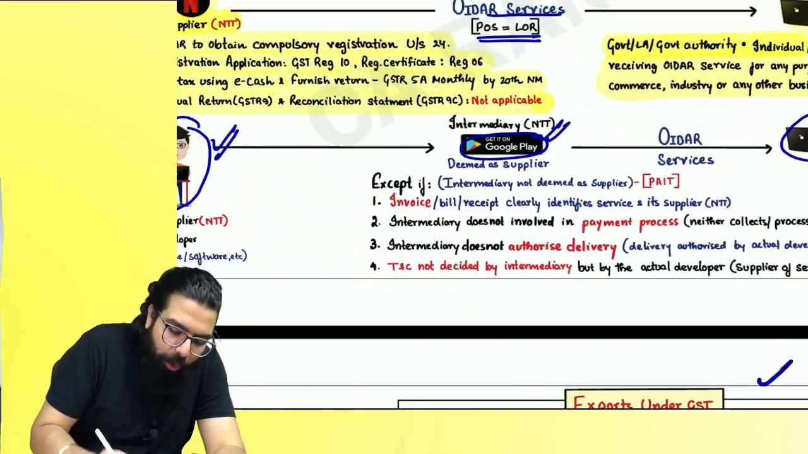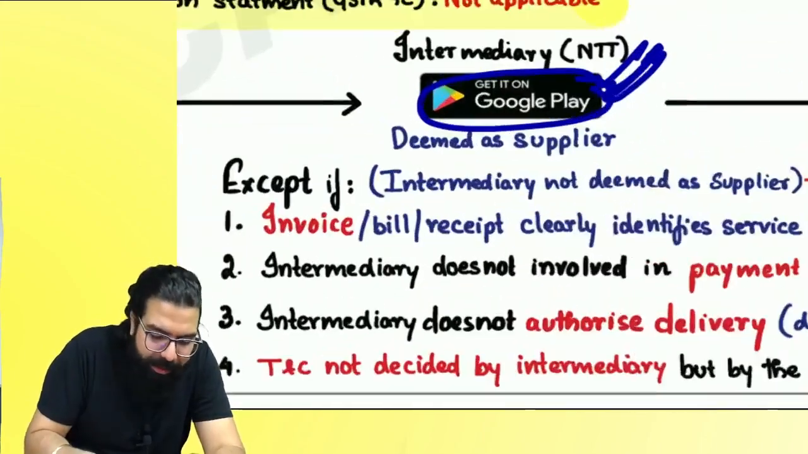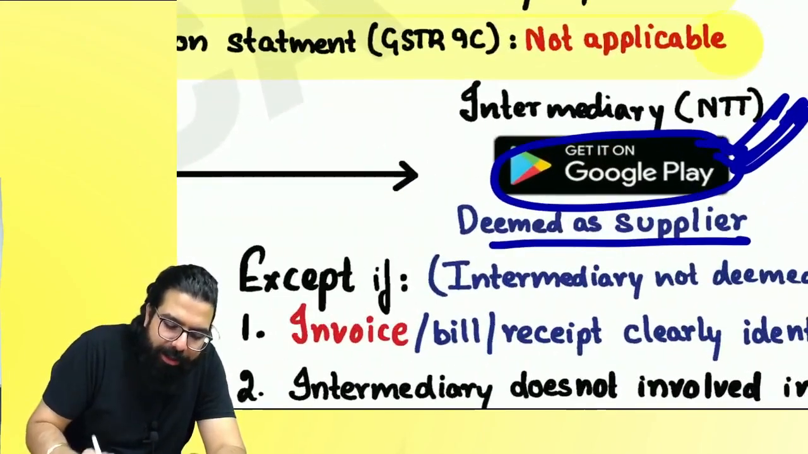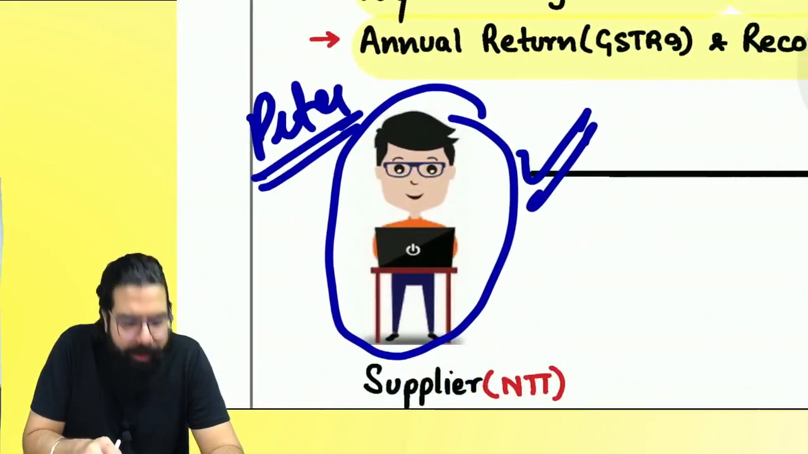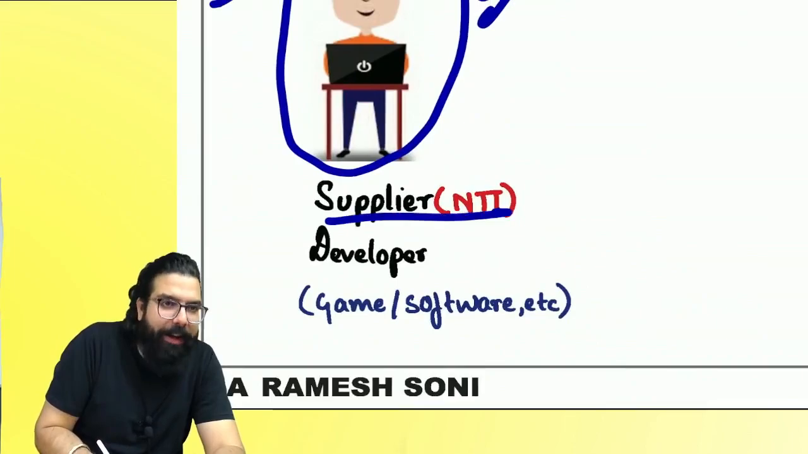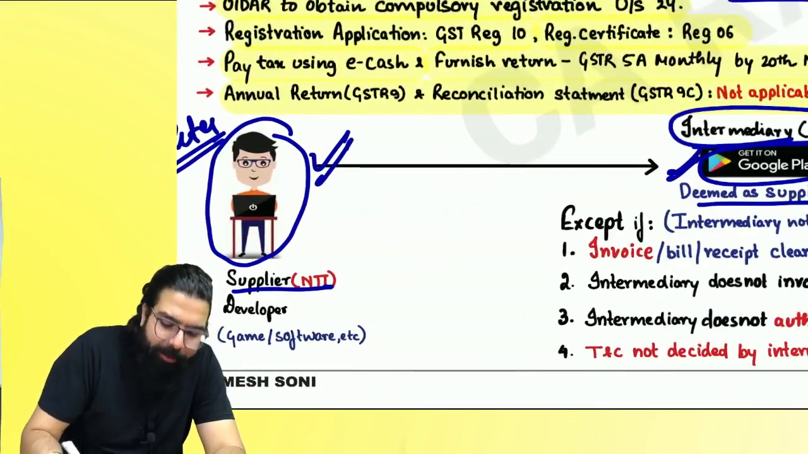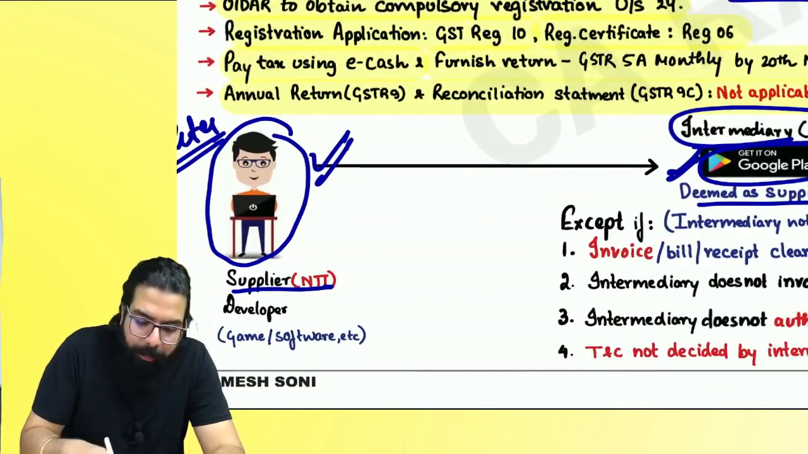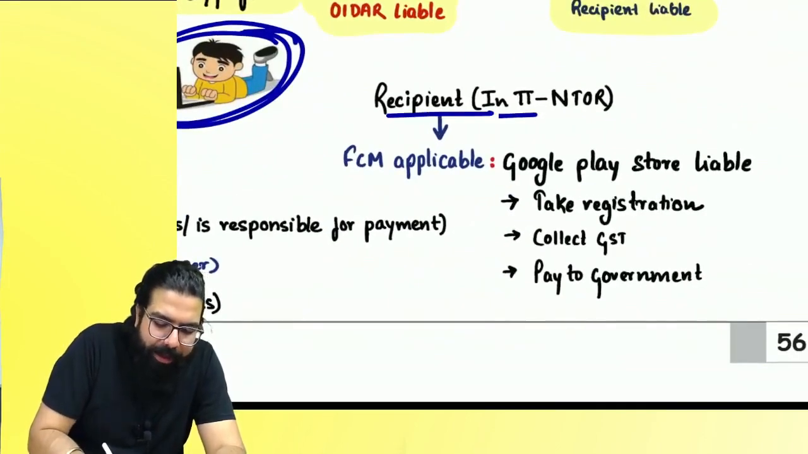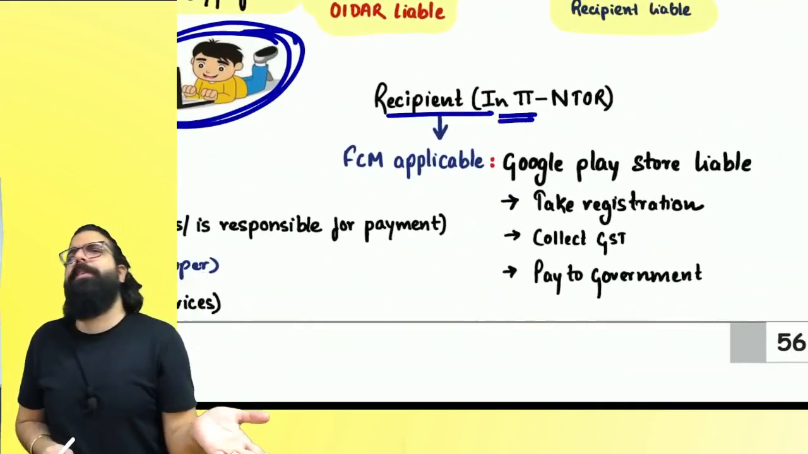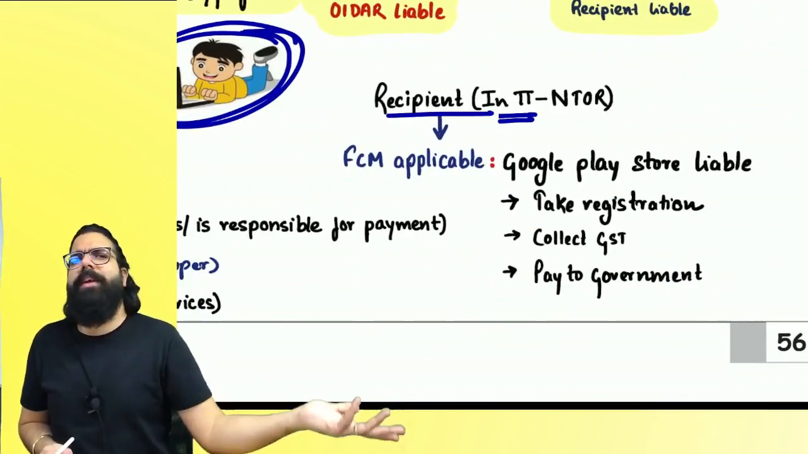Here they are telling Google Play Store is deemed as the supplier because he's an intermediary, he's a broker who is located in the non-taxable territory. See, he is a supplier in the non-taxable territory. Google Play Store is also in the non-taxable territory. But here, you, the recipient, are in the taxable territory. If you are a registered person, pay the GST under RCM.